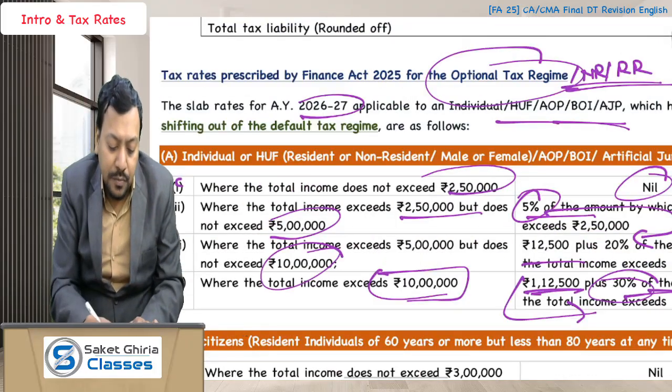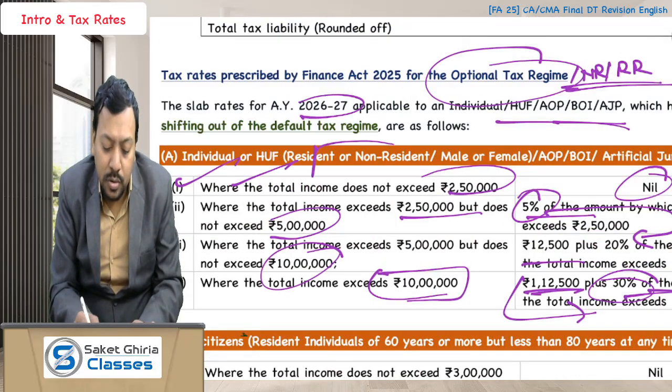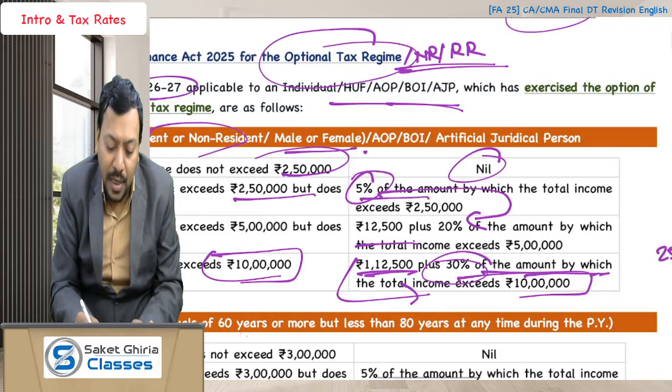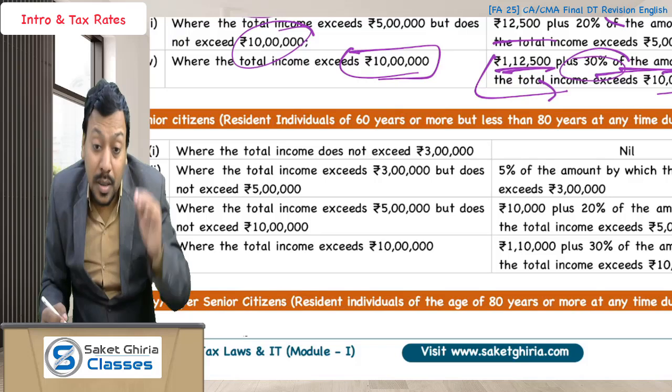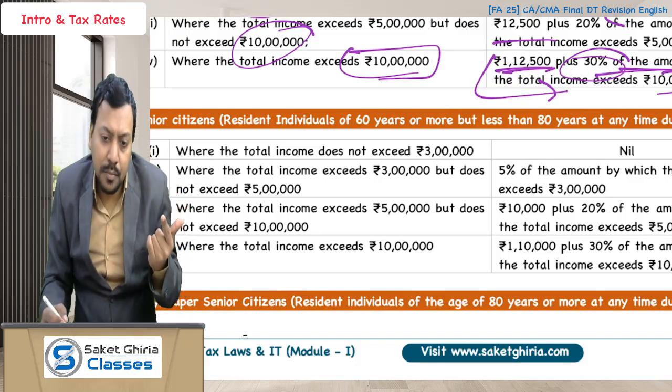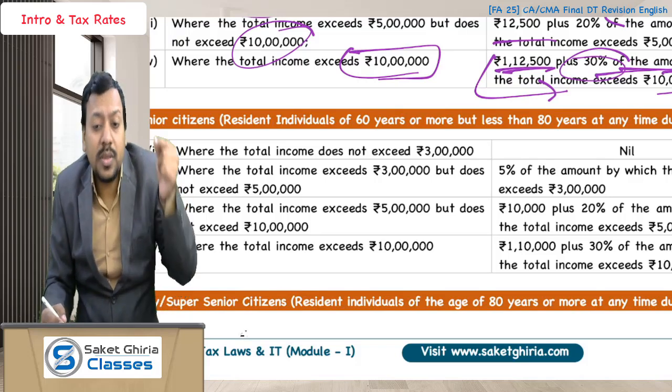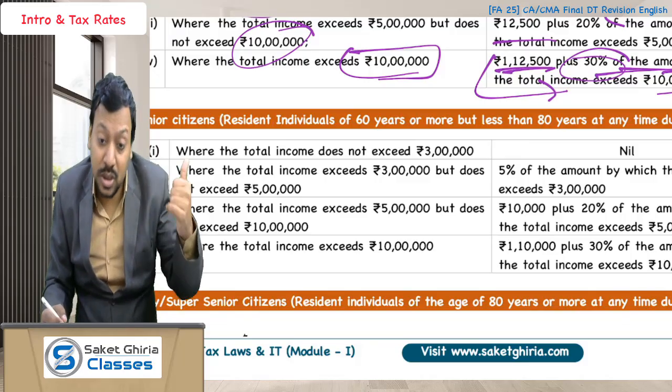This slab is for individual, HUF. They can be resident, non-resident. They can be male, female. AOP, BOI, artificial juridical person. For resident senior citizen and for resident super senior citizen, some extra tax concession has been provided.